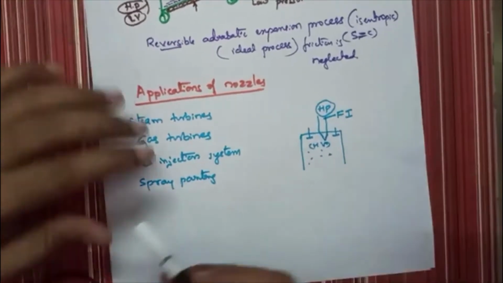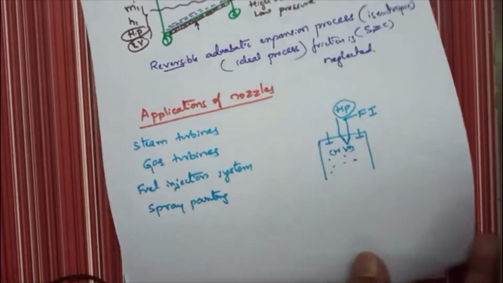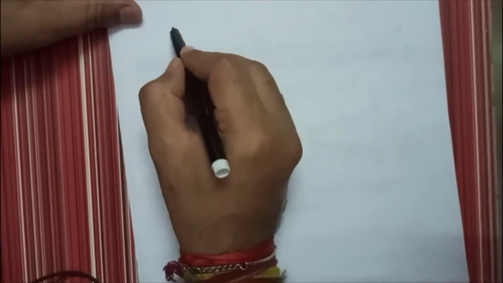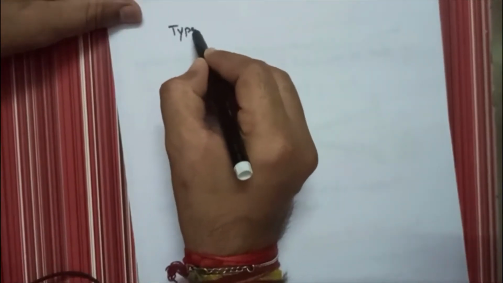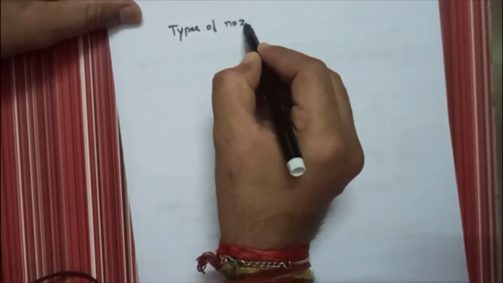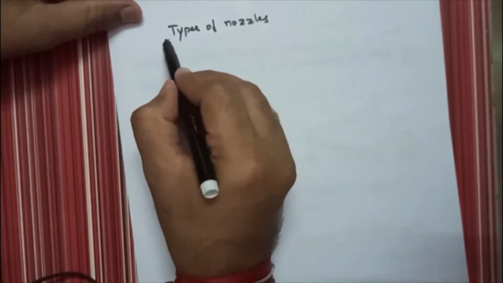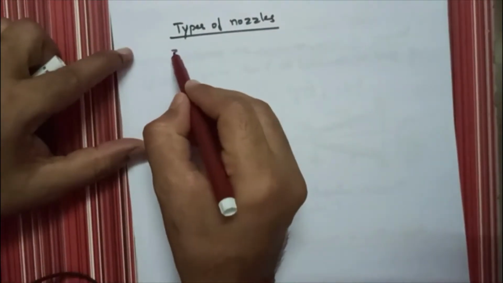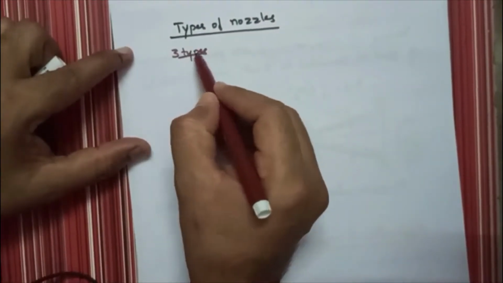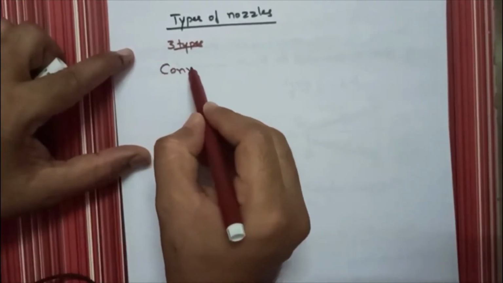The next topic is types of nozzles. It is an important topic. How many types of nozzles are there? There are three types of nozzles. How many types? Three types. One is the convergent nozzle.